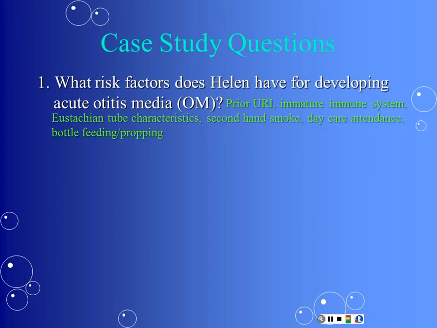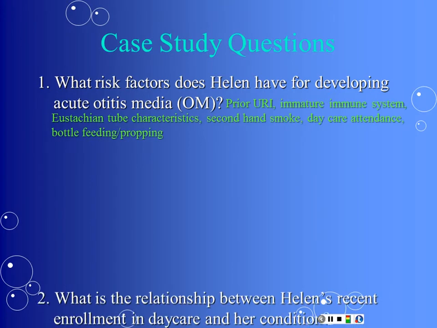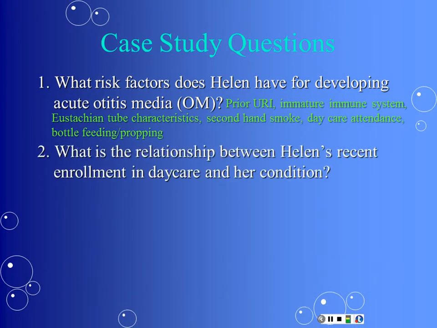The characteristics of the eustachian tube, so it's relatively short and horizontal. So stasis, think stasis, and it's prone to collapse. So when you have any type of negative pressure build up, that's going to make it collapse. Daycare attendance, because no matter what you do, they're all going to have snotty noses, they're going to touch their friends, they're going to lick each other, whatever they do at daycare. We talked about bottle feeding probably. Alright, so what is the relationship between Helen's recent enrollment in daycare and her condition?